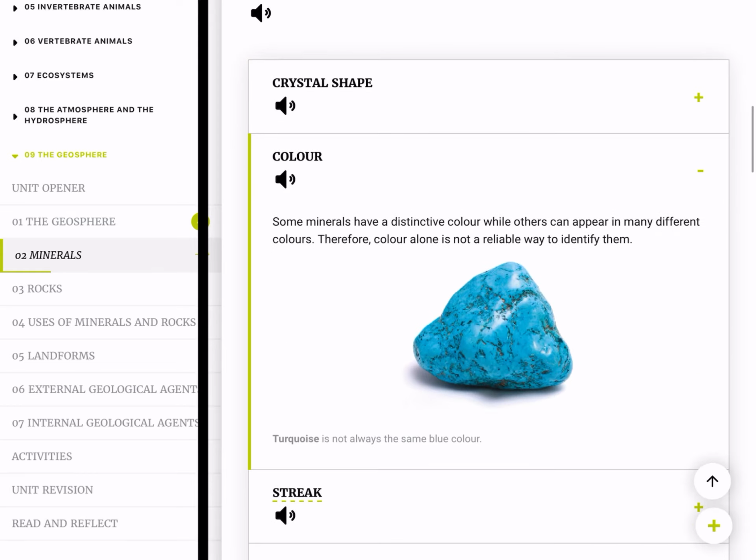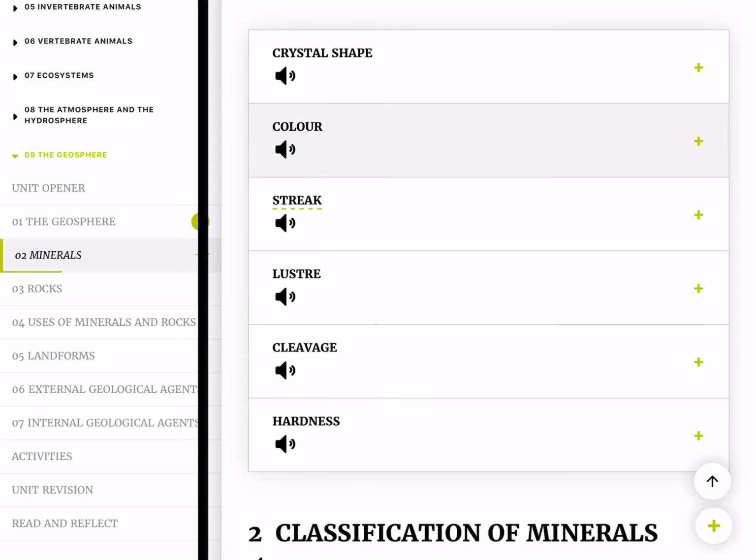The color. It's quite tricky because even the same mineral can present different colors depending on impurities. However, other minerals like turquoise or fluorite have a distinctive color. Even sulfur is yellow, and turquoise and azurite are blue. So color alone is not a reliable way to identify them. However, from time to time, some minerals have very specific colors.